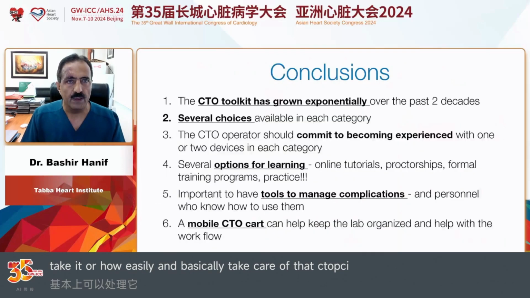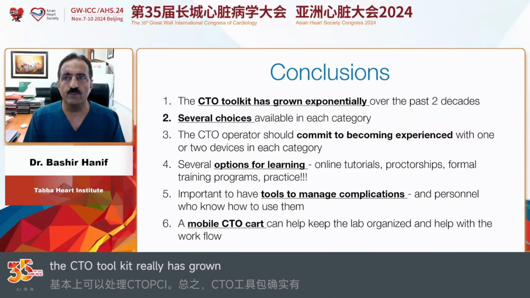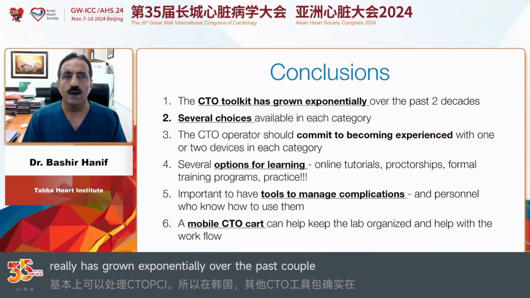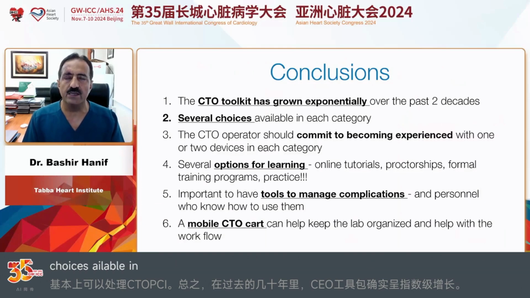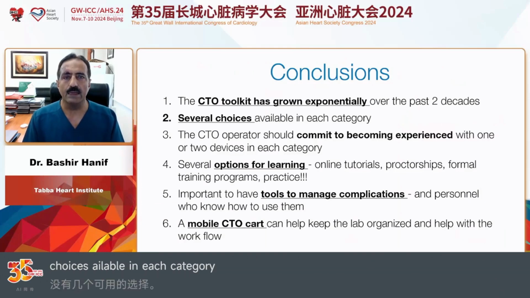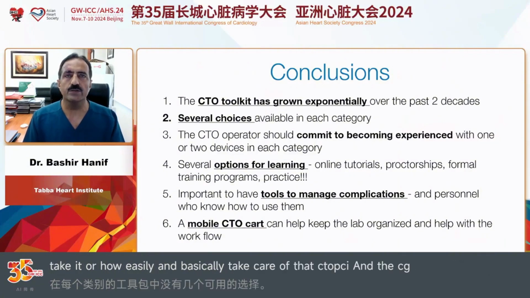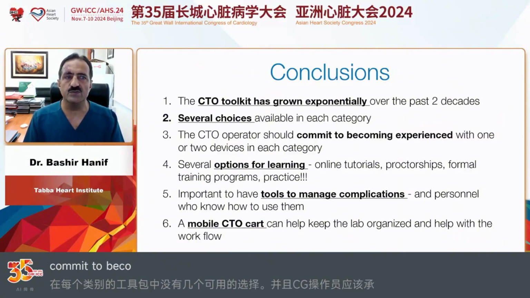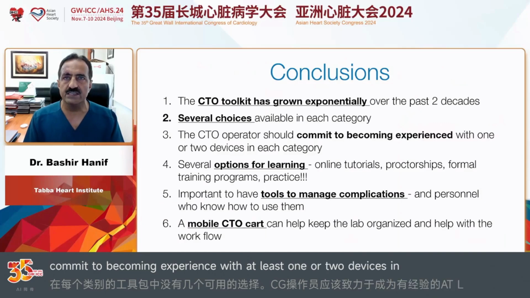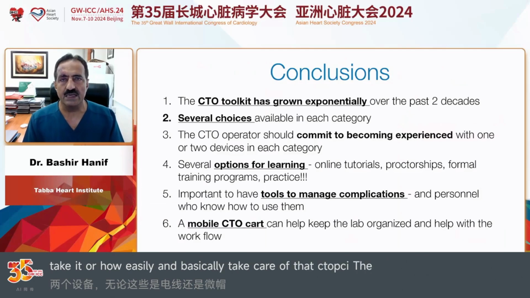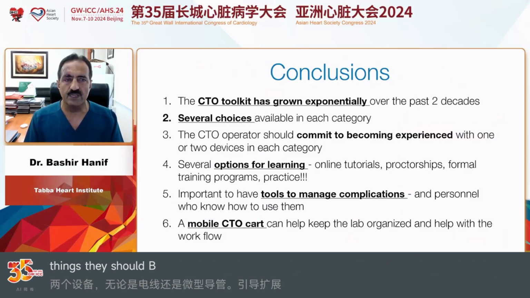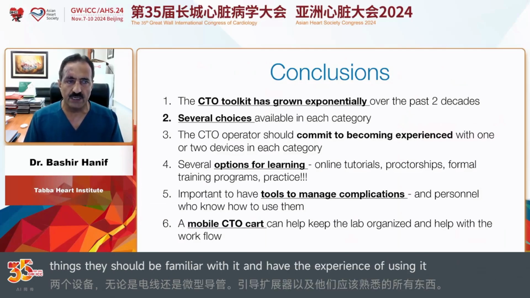So in conclusion, the CTO toolkit has really grown exponentially over the past couple of decades. There are now several choices available in each category of the toolkit, and the CTO operator should commit to becoming experienced with at least one or two devices in each category, whether those are wires, microcatheters, or guide extenders. They should be familiar with them and have the experience of using them.